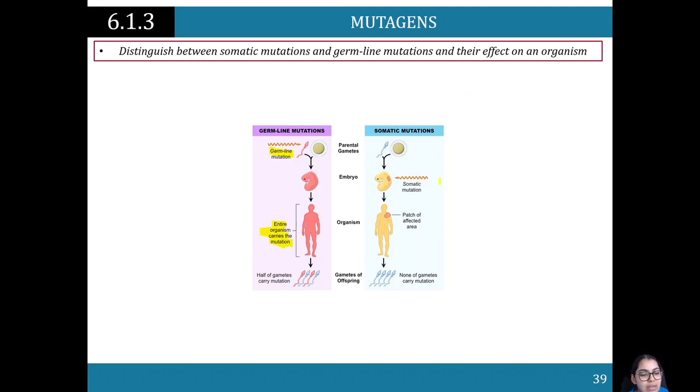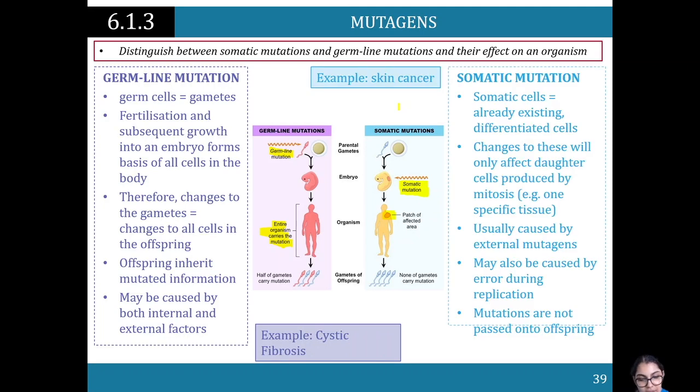On the other hand, somatic mutations will only affect body cells. So what that means is if you have a mutation in some cells over here, it's only going to affect this area. It's not going to affect the offspring of the individual because the mutation is in their somatic cells, it's in their body cells. The mutation isn't in their germ cells, it's not in their gametes, so it won't pass on to their offspring. So there we are.